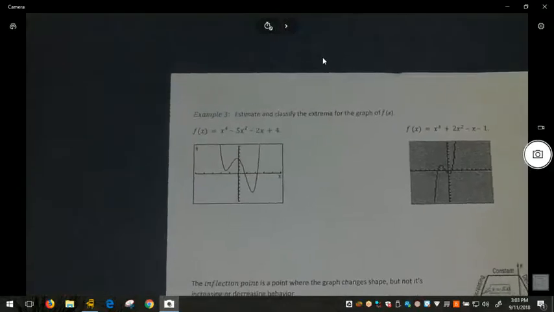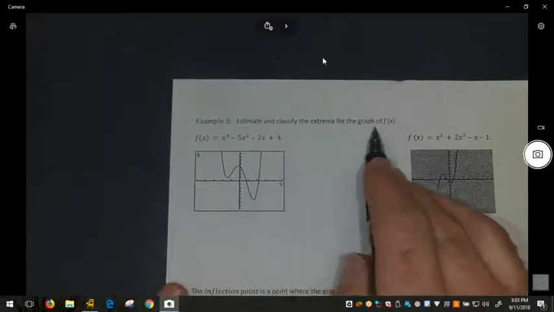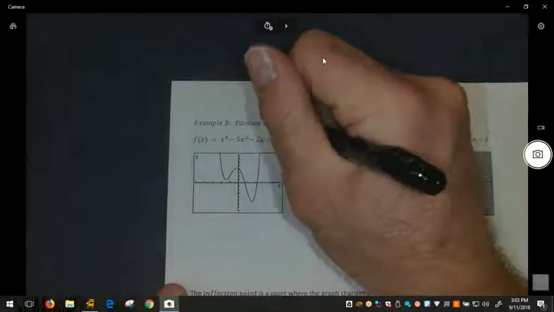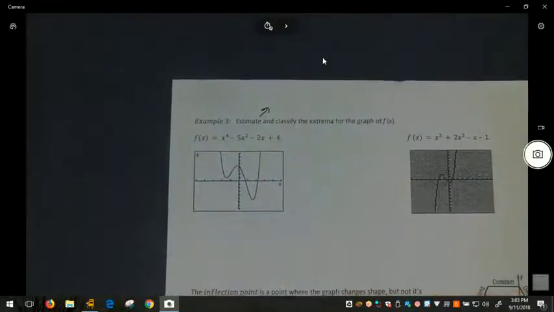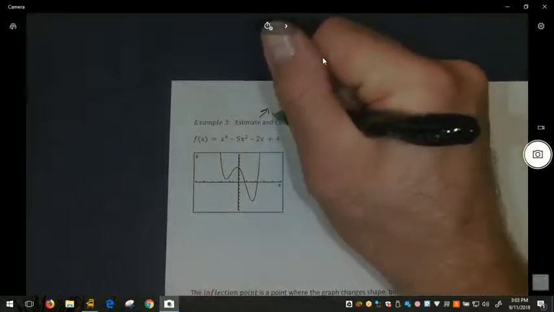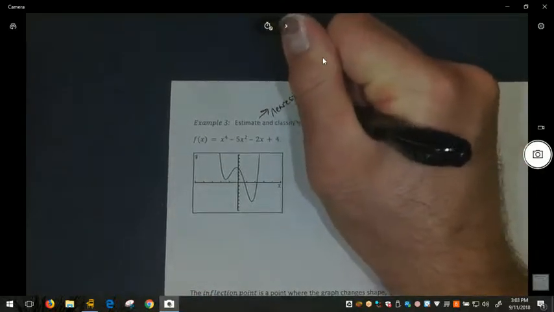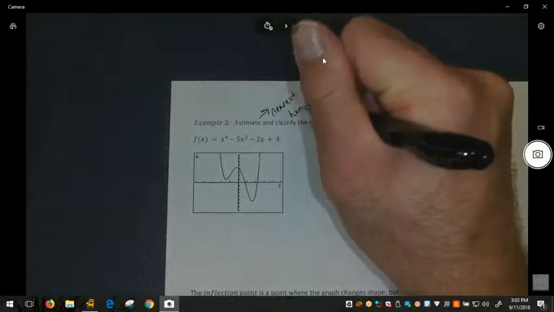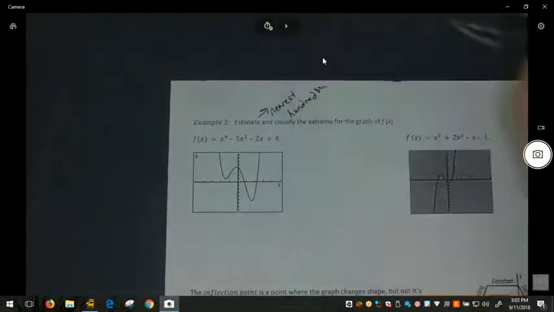We're going to estimate and classify the extrema for the graph. When I say estimate, I don't mean, oh, take a guess what it is on the graph. I mean use the graphing calculator and round to the nearest, often the nearest hundredth, sometimes the nearest thousandth. We're going to do hundredth for now.